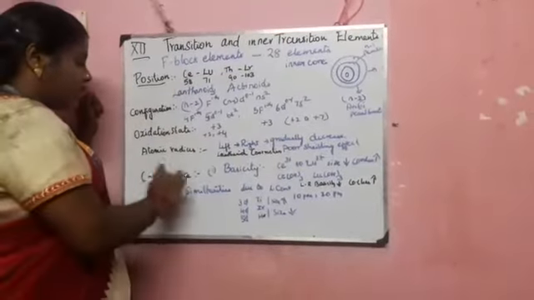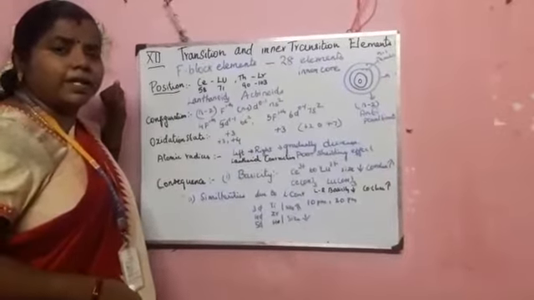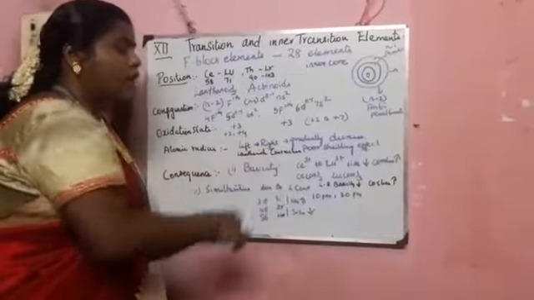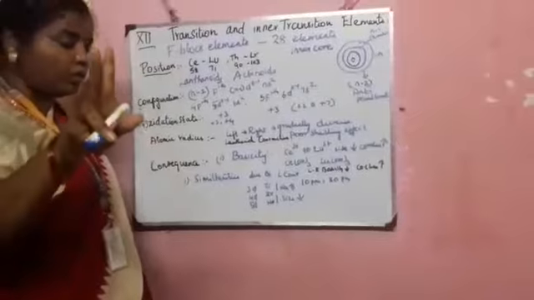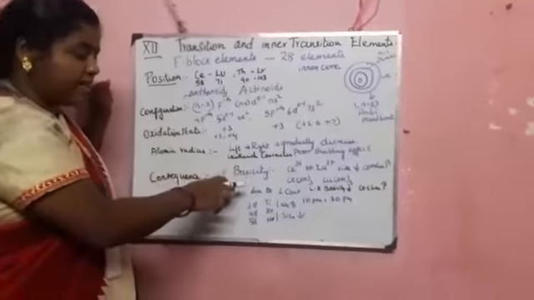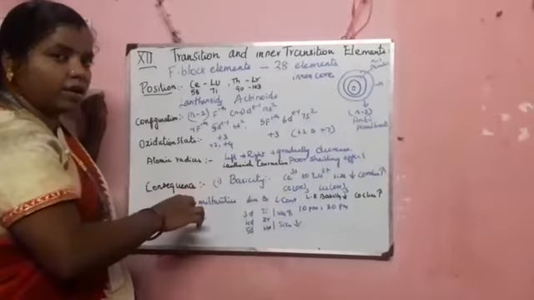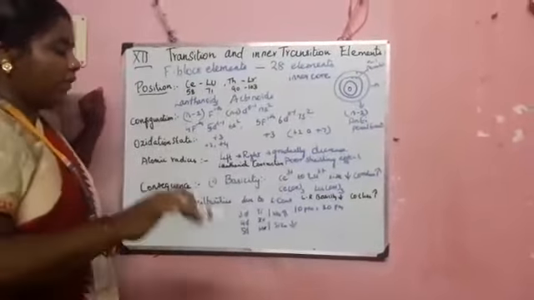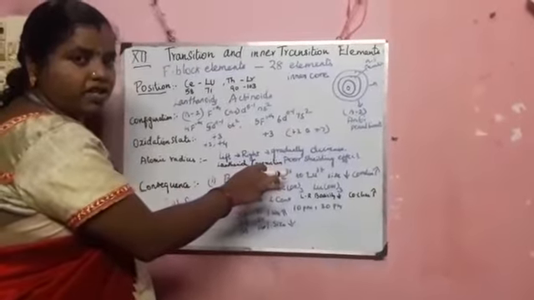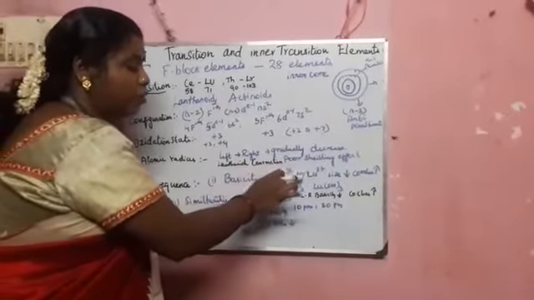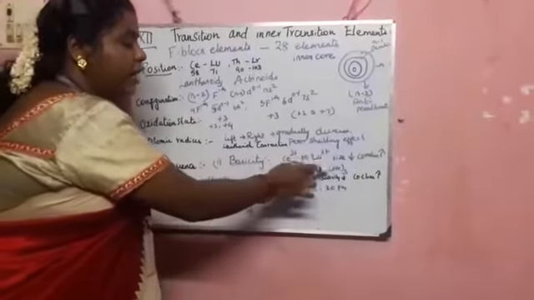And next one, consequence. Let's see the consequence. What are the consequences of the lanthanide contraction? We have two things. One is the basicity, the other one is the similarity. Why are the basicity and the similarities there? Because of the lanthanide contraction. First we have seen with cerium, Ce, the general oxidation state is 3+. Ce 3+ to Lu 3+. When you go with the basicity, Ce(OH)3, Lu(OH)3.